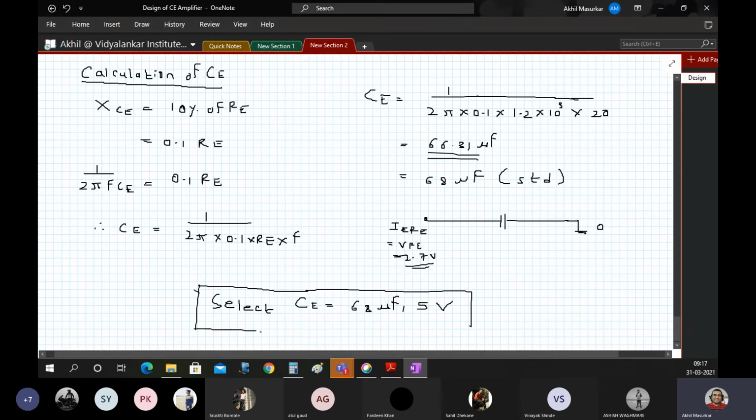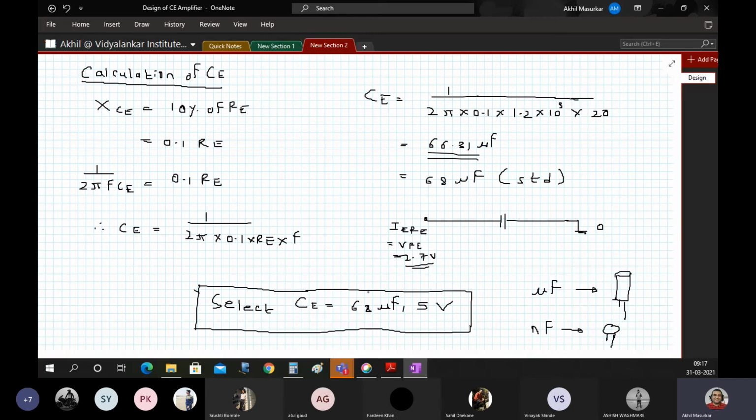So generally the capacitors which are in microfarads will look like this. They are cylindrical type with 2 pins. And generally the capacitors in nanofarad will be discs. Okay. Generally, not necessarily, but generally it will be like that. So when you go to the lab and if the capacitor is in microfarads, probably what you should be expecting is something cylindrical.